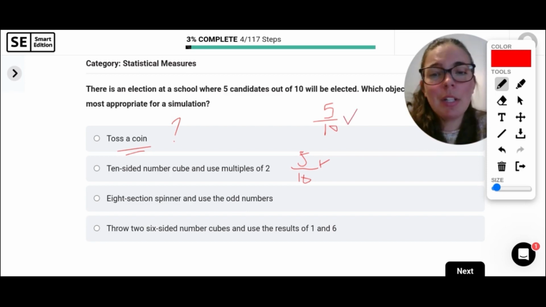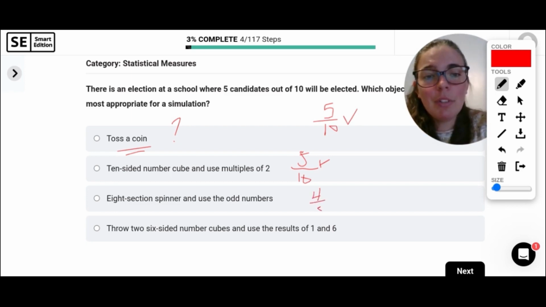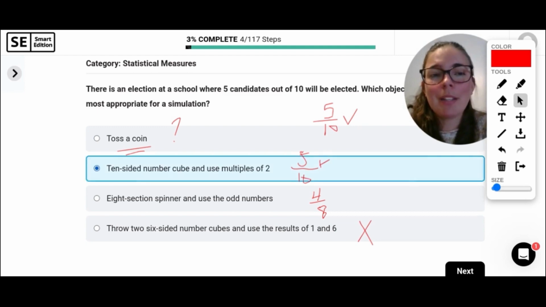8-sided spinner and use the odd numbers. So again, 1, 3, 5, 7. This would be 4 out of 8, which is equivalent, but it's not exact like 5/10, so that one seems like a better option still. And then lastly, throw 2 6-sided number cubes and use the results of 1 and 6. This would be 2 out of 6, which would not be equivalent. That'd be equivalent to 1/3. So definitely the second option is our best bet.